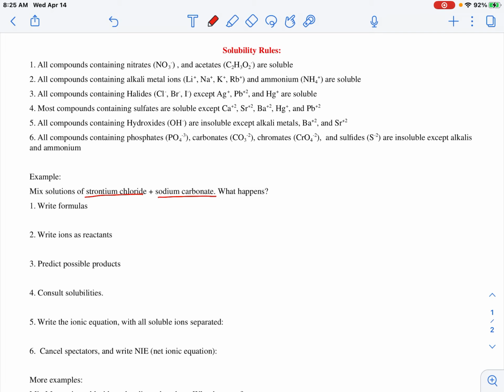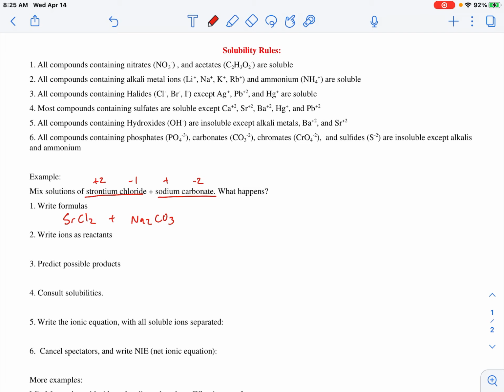First, we need the formulas. So in order to write the formulas, we need to know the charges. So look up on your charge sheet. Chloride is -1, strontium is +2. So that means SrCl2. And sodium carbonate, well, sodium is a +1, carbonate is a -2. So the formulas are written this way.